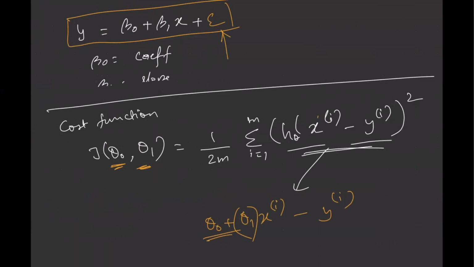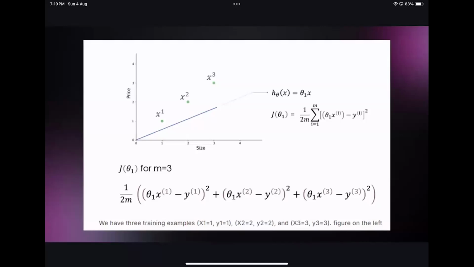Theta 1. If we just write theta 1, this is the value that we get. So we don't have theta 0. We are going to nullify this and we'll only get theta 1 x1 minus y1. So that's what you get, okay, for m equal to 3. We're going to put these points and find out the value.